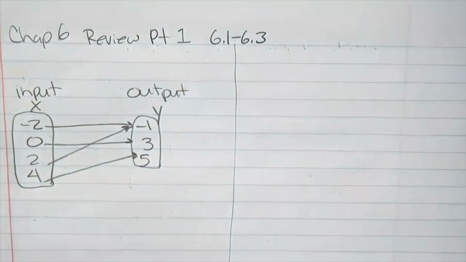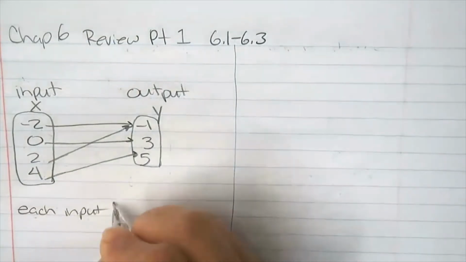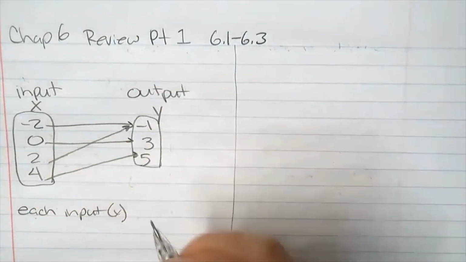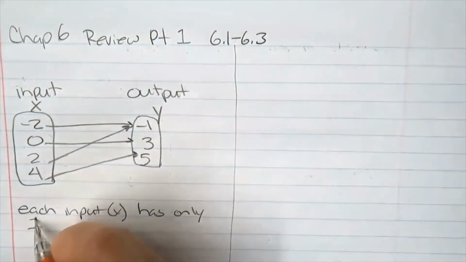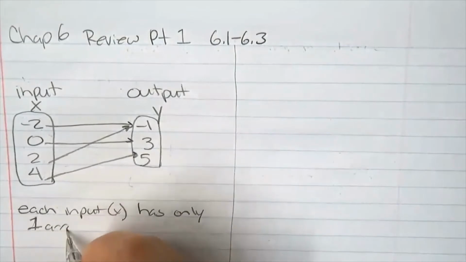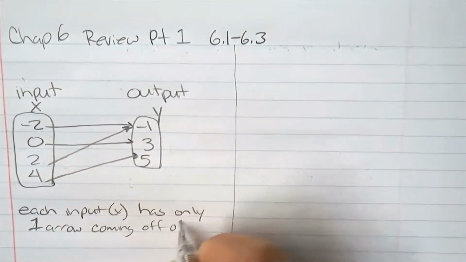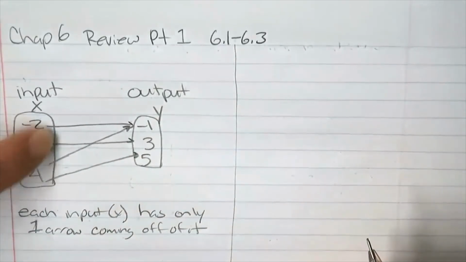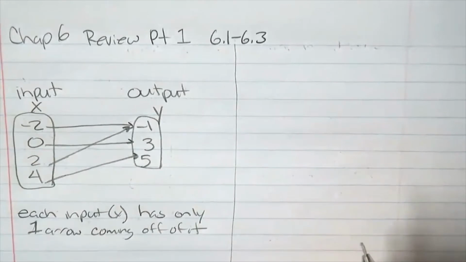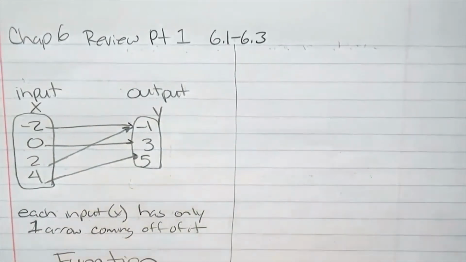So when I look at this, each input, or x, has only one arrow coming off of it. So each input, or x, has only one arrow coming off of it. So this is a function.